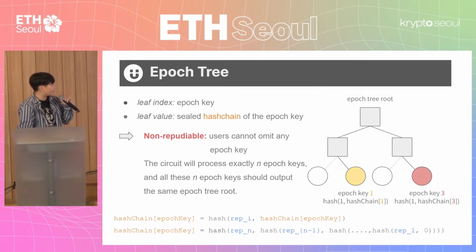And then the epoch tree will be computed, where the index is the epoch key and the value is the sealed hash chain. And this tree is also used to prevent users from ignoring any reputation.